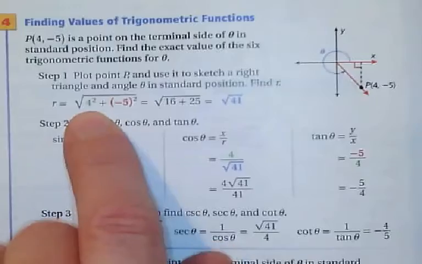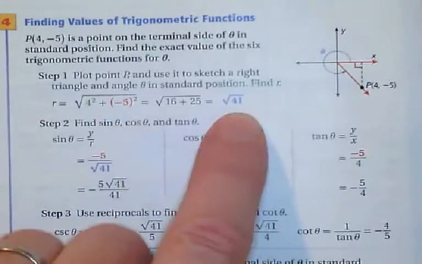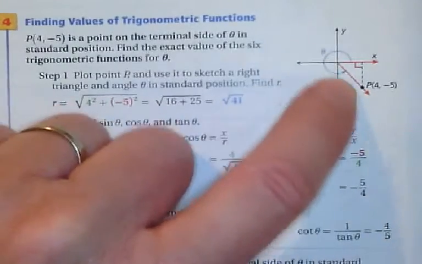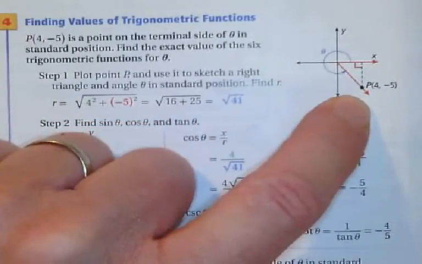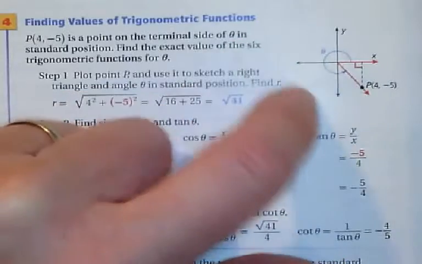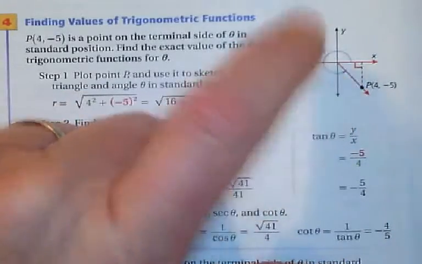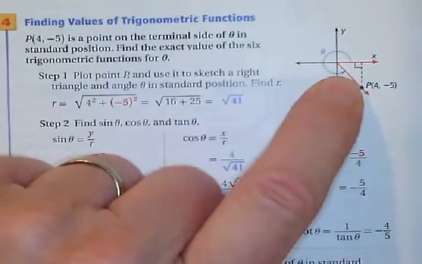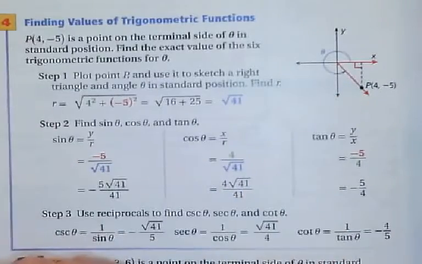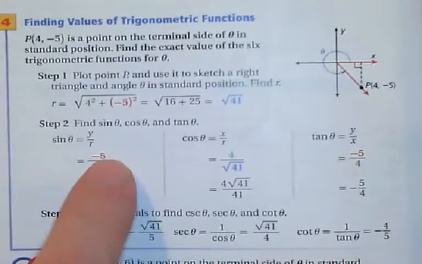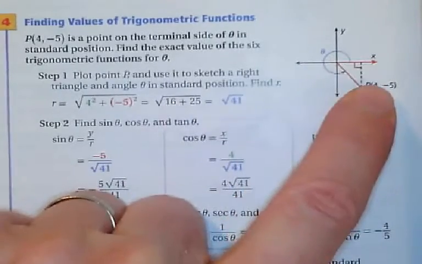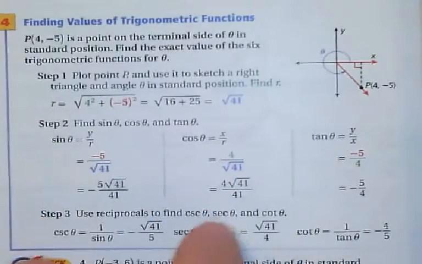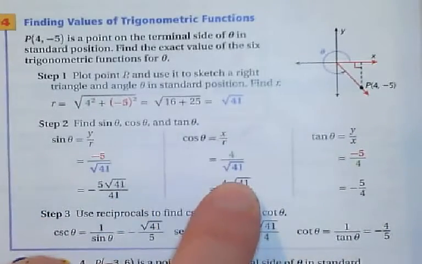Well, I'd have to do 4 squared plus 5 squared. That's 41. So the square root of 41 is how long the hypotenuse is. So how big is this angle? Well, we don't know what the angle is, but we know what the sine is. The sine is negative 5 over the square root of 41. We know what the cosine is because the cosine is 4 over the square root of 41.